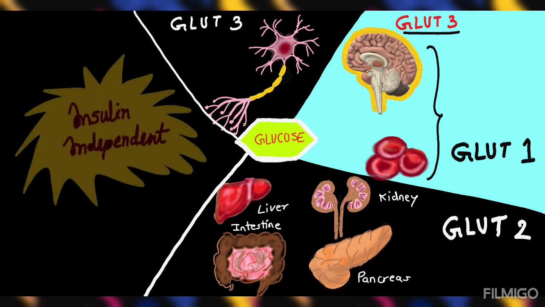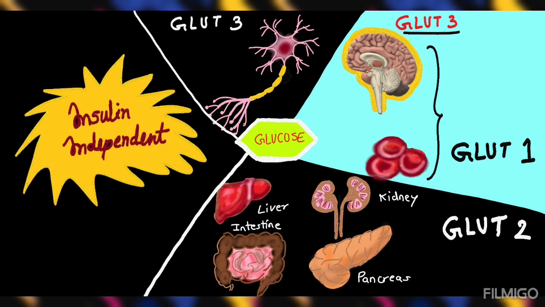And all these 3, Glut1, 2 and 3, are insulin independent. Meaning they don't need insulin to take up the glucose into the cell.